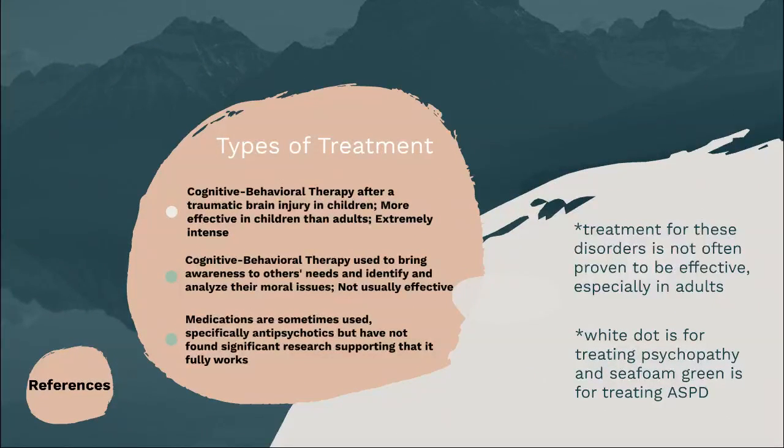The types of treatment that I have read include these 3. The bullet in white is treatment used in research apart from the DSM-5. That is cognitive behavioral therapy after a traumatic brain injury in children. It is extremely effective. It is extremely intense and more effective in children than in adults.